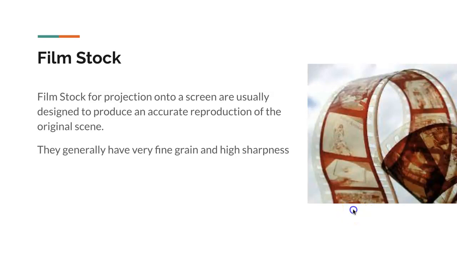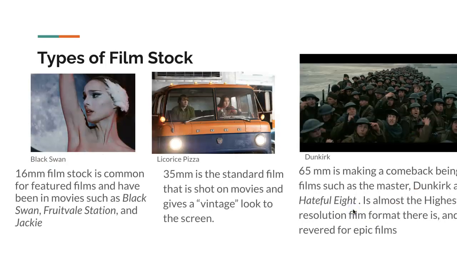sort. There are different types of film stock, the first one being 16mm film stock, and it's common for feature films to have, and it's been in movies such as Black Swan, Fruitvale Station, and Jackie. 35mm is a standard film that is shot on movies and gives a vintage look to the screen.